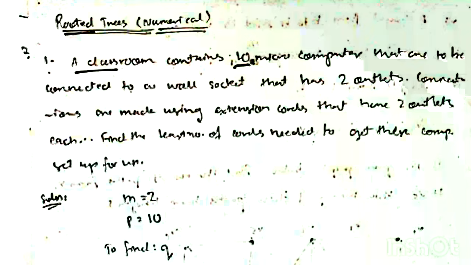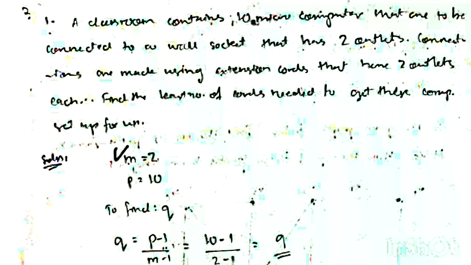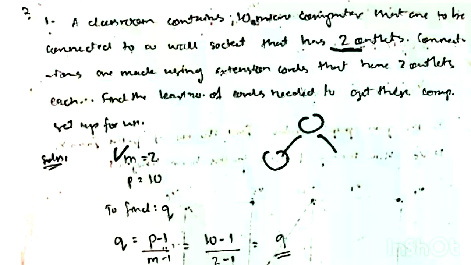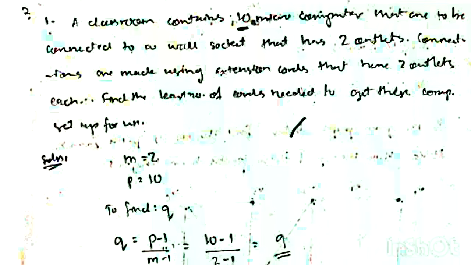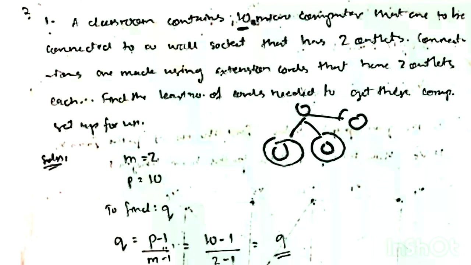A classroom has 10 microcomputers, and each of the wall sockets has 2 outlets, and the extension cords have 2 outlets each, okay, and the total number of cords needed for this setup has to be found out, okay. M is the number of outlets, that means if this is a tree, how many branches are coming from one single node, that value is given by M, which is 2, and 10 microcomputers means the leaf nodes in the tree, that means at last how many computers are connected, that is 10, that is given by P, okay.